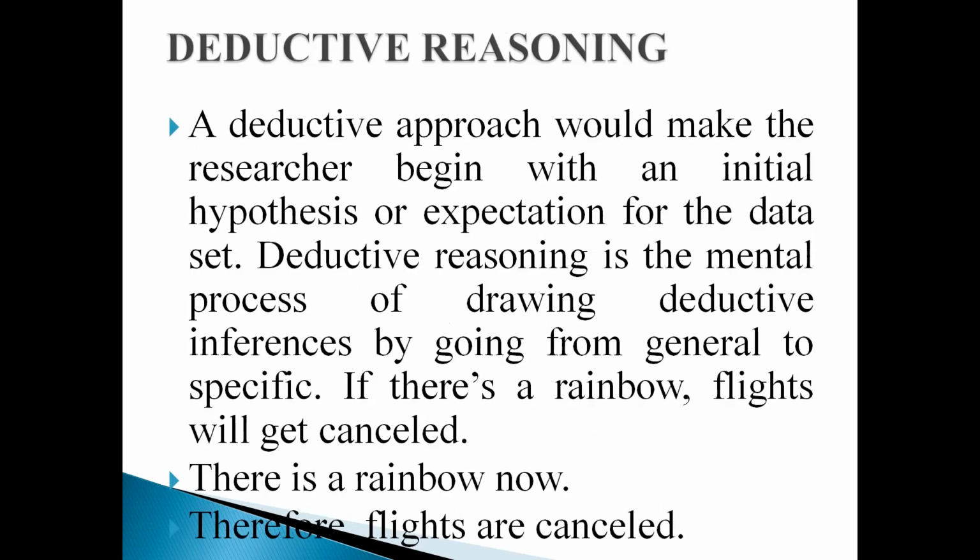The next is deductive reasoning. The deductive approach makes the researcher begin with an initial hypothesis or expectation for the data set. It is a mental process of drawing inferences from general to specific, unlike inductive reasoning. For example, if there is a rainbow, flights will usually get cancelled. There is a rainbow now, so flights will be cancelled. So it is the information we draw from general to specific.